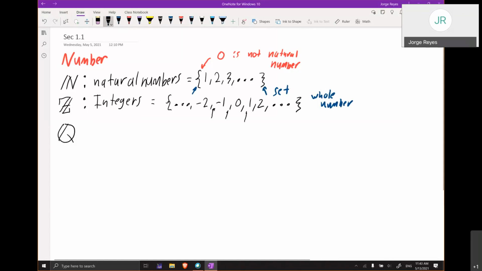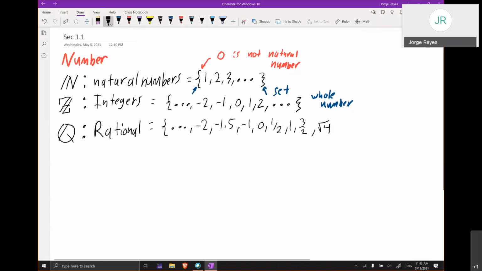Then moving up again, we're kind of going to fill in the gaps, in a way. So we have this Q, and this is the rational numbers. The rational numbers are all of the integers, but now we're allowed to have basically anything that's a fraction. So like 1/2, 3/2, square root of 4, all of these things are rational.